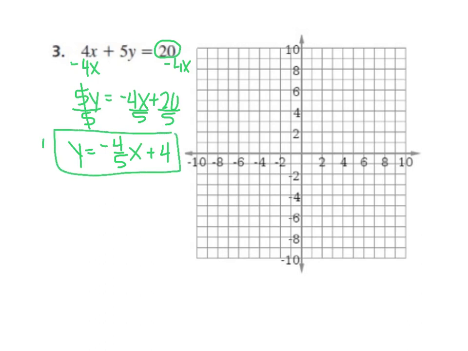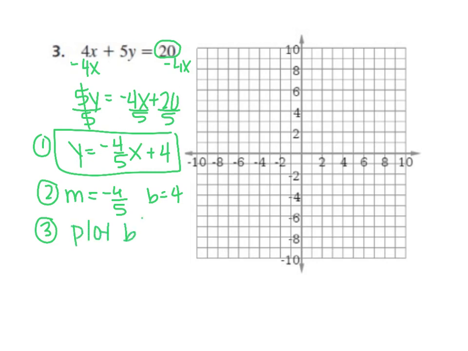So first step, get y by itself. Second step, what is m, what is b? I know m is negative 4/5 and b is 4. Third step, plot my b on my graph. So a point at 4 on my y-axis. And my last step, use m to put more points on there. So negative 4 over 5 would be down 4 and to the right 5.